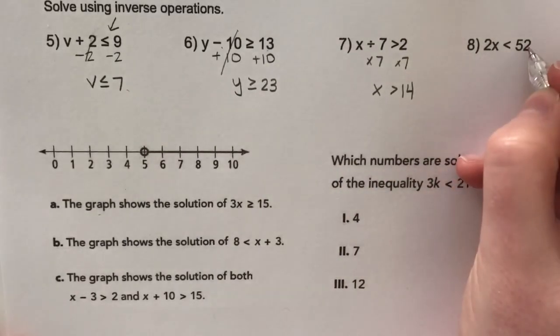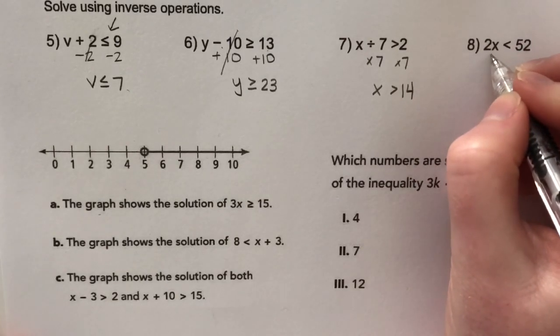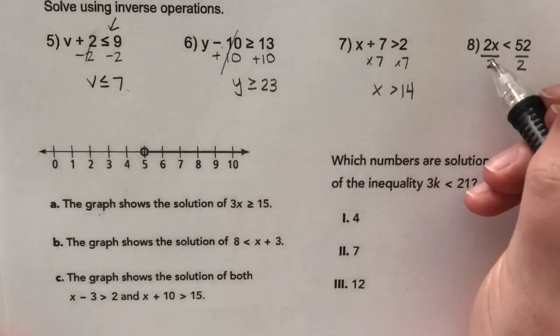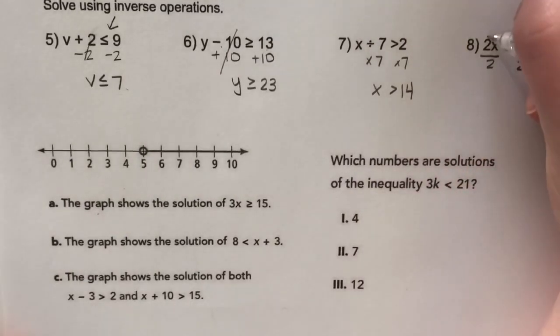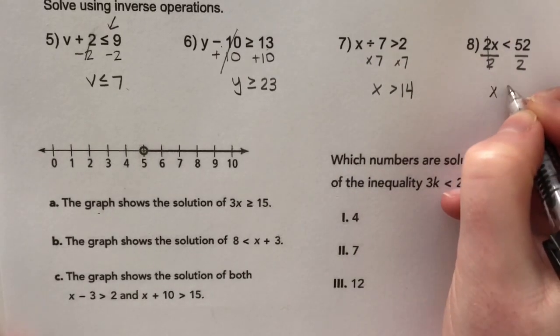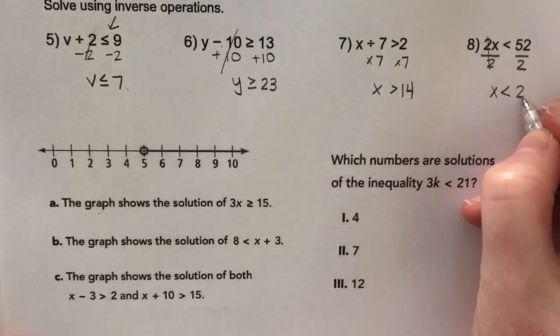Here I've got 2 times x is less than 52. I'm going to undo this times 2 by dividing. And again, I think an easy way to show your work for that is to just use a little fraction bar. So 2 over 2, that cancels each other out. And I'm left with x is less than 26, I think.